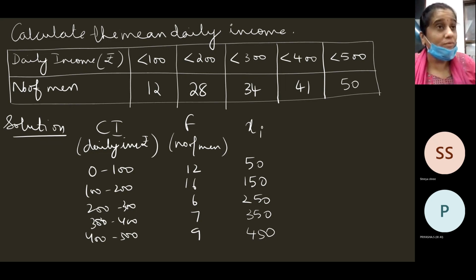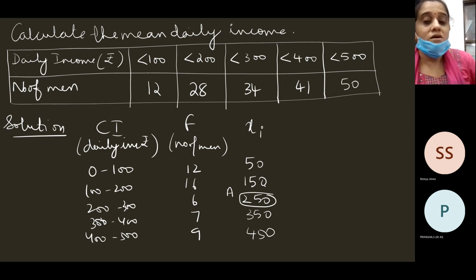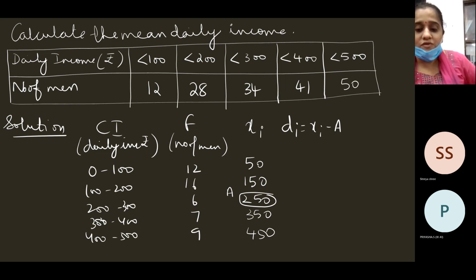That's another mistake we could make. You must pick the value of A from the xi column, not the frequency column. So the middlemost value, 250, let's take 250 as A. Then you need to find di, which is given by xi minus A, correct? So 50 minus 250. Now don't say, you subtract so that you get a positive difference.